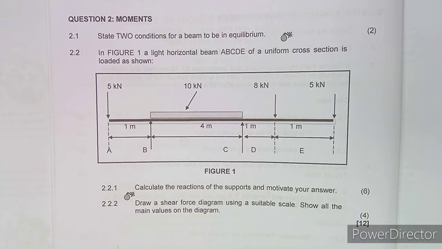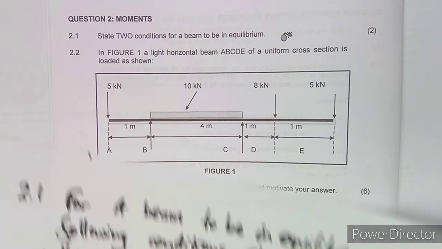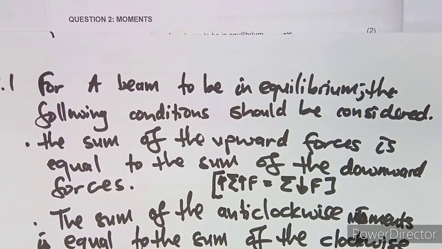Quickly rushing through the question, we are asked to state two conditions for a beam to be in equilibrium. We need two conditions. It is the issue of the sum of forces. We know that the sum of the upward forces is equal to the sum of the downward forces, and also the sum of the moments. I think we can have this description in an easier way here.